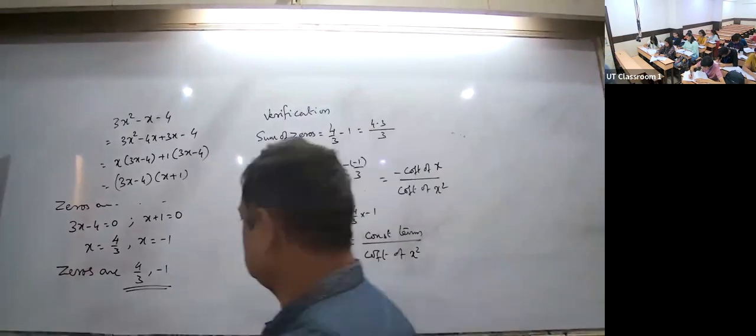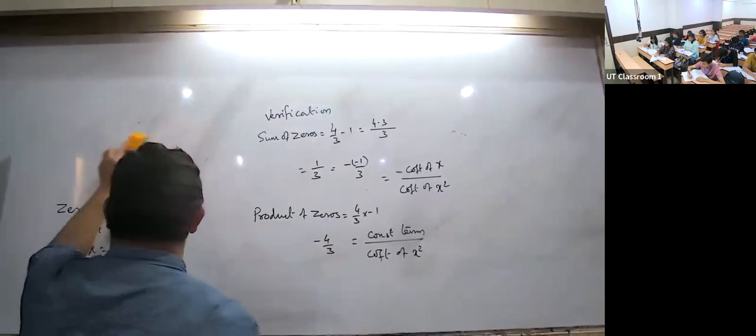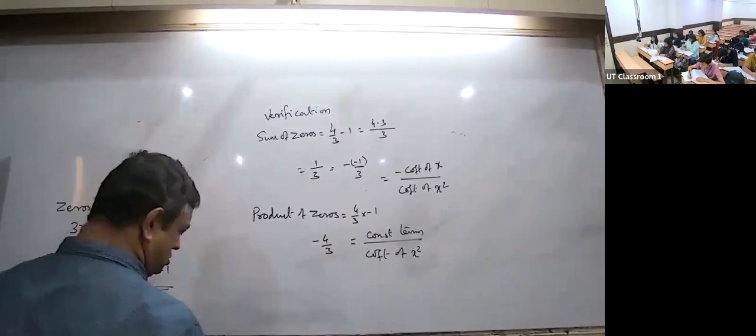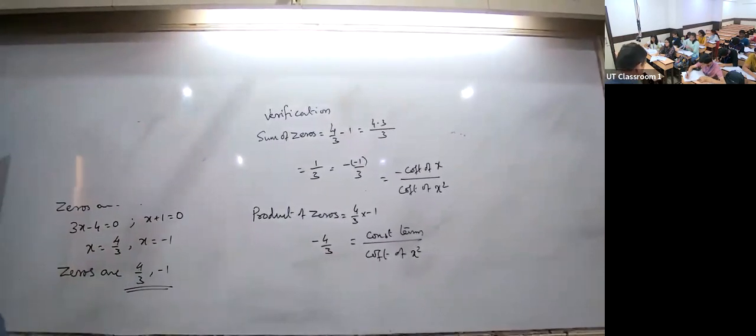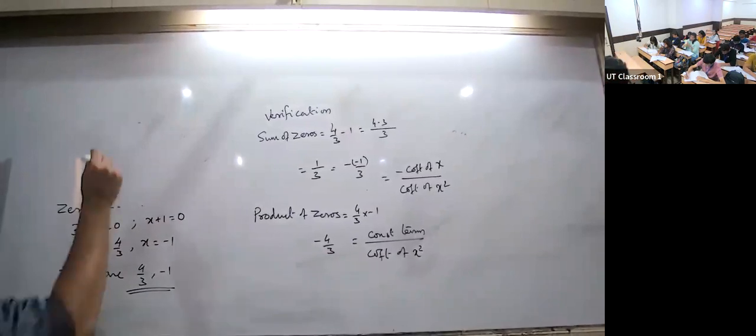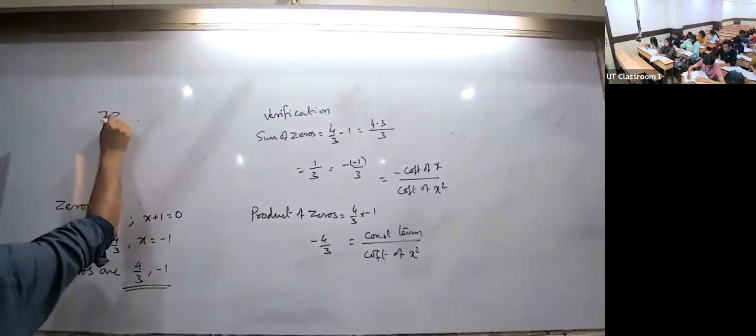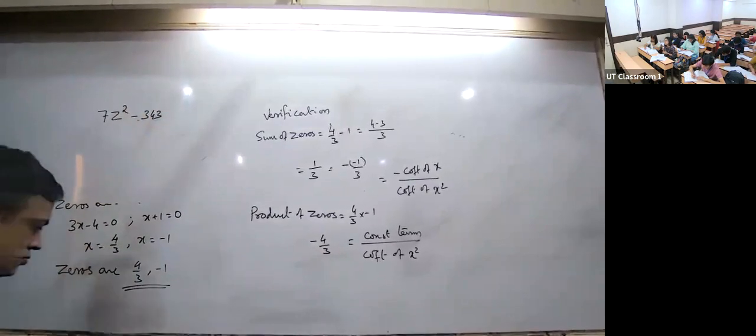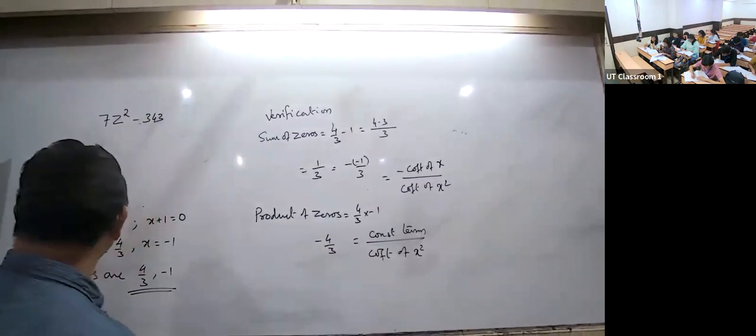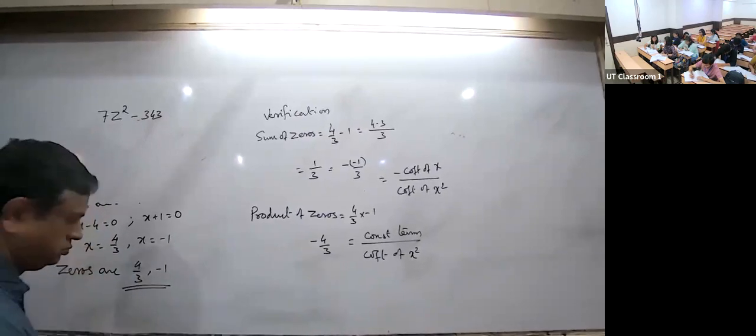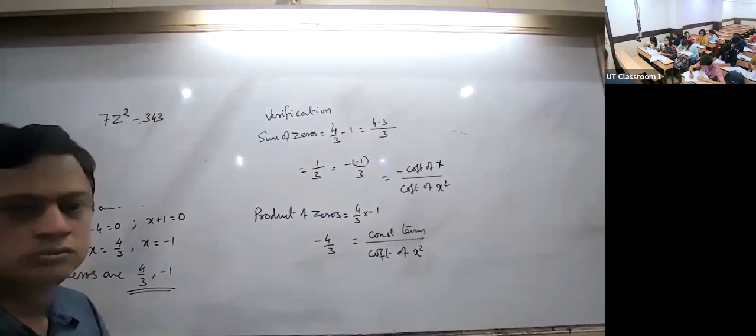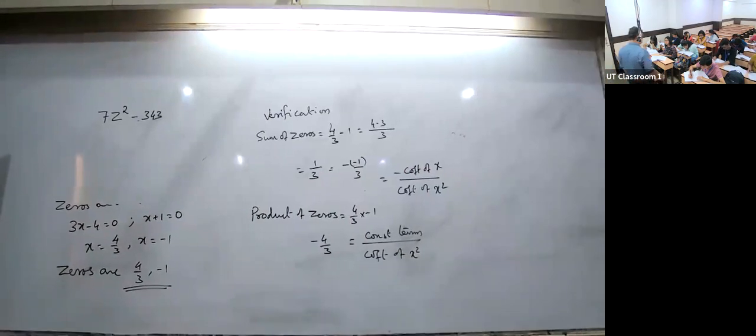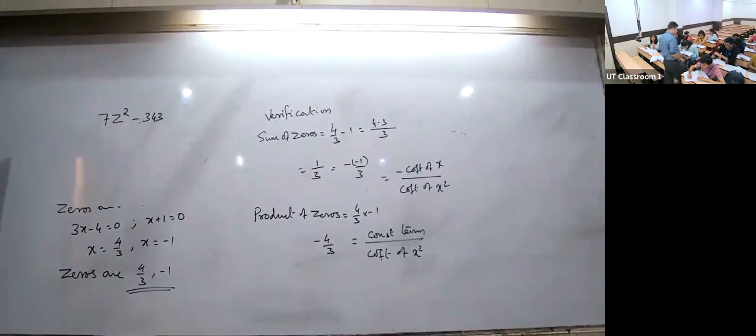What is the next question? 7z square, is it or not? Okay, that's the third one. No, 7z square minus 343. Factorize. 7z square minus.